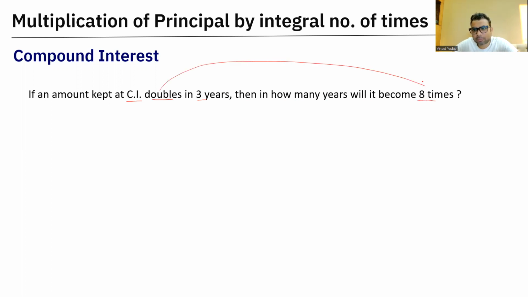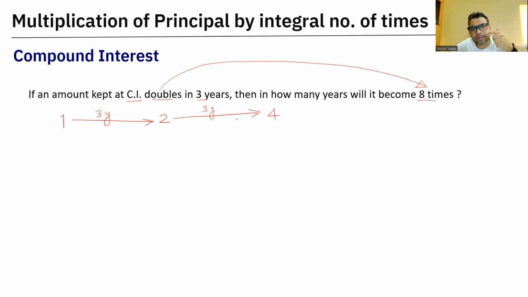So it is a perfect power of 2. 2 times in 3 years, 8 times means 2 cube times. Then we can afford to solve. So 1 rupee becomes 2 rupees in 3 years. By the same logic, friends, 2 rupees will double, na? That it will become 4 times, 4 rupees, in the next 3 years.